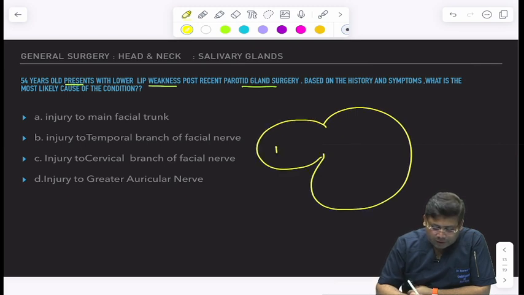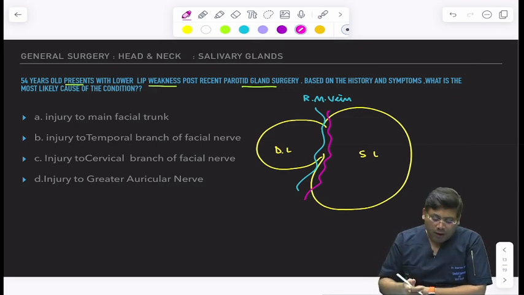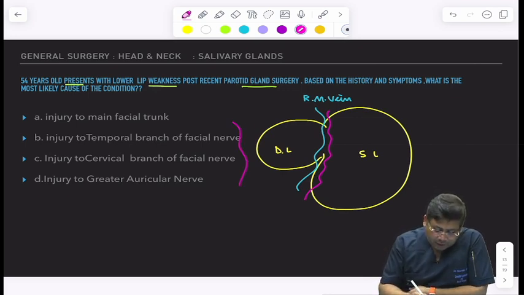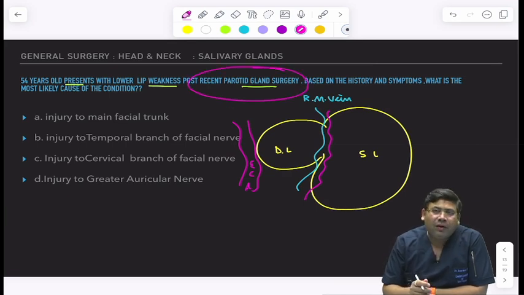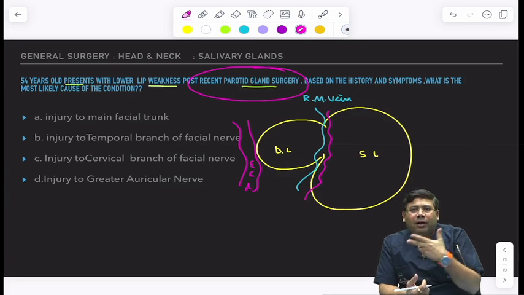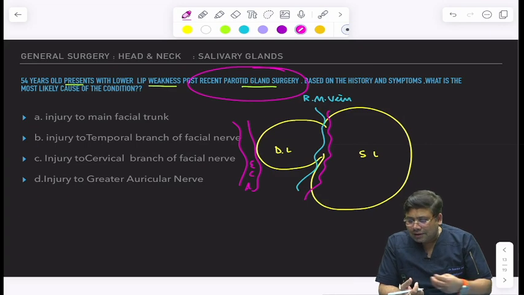So when we talk about this, this is the deep lobe, this is the superficial lobe, and through this we have the retromandibular vein, and just above this we have the facial nerve and its branches. So you know the trunks, upper, lower, and then we have the external carotid artery below this. So a lot of complications can arise, but the most important is maybe because of the facial nerve injury. Now the patient is having lower lip weakness, which is due to the mandibular division of the facial nerve. So let us see what are the answers in this case.